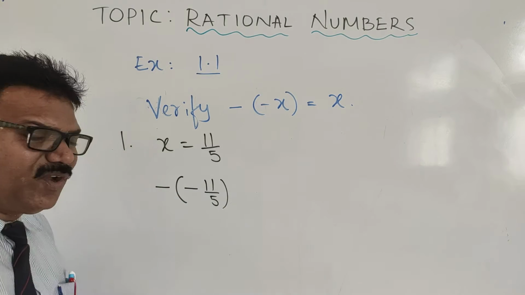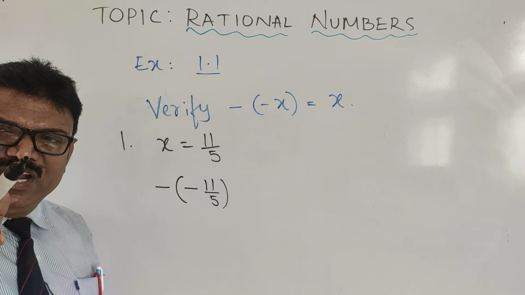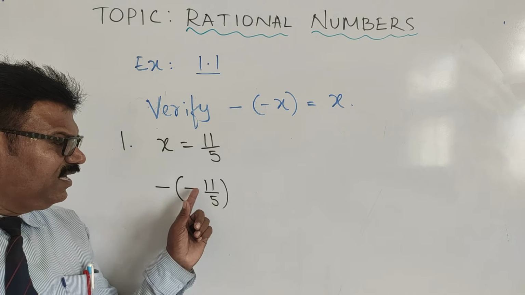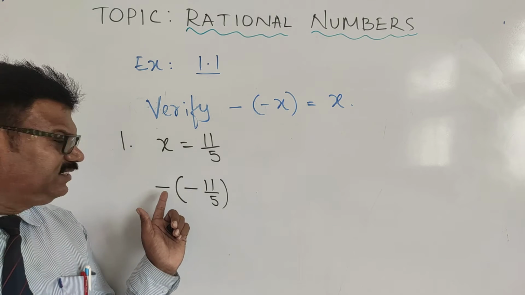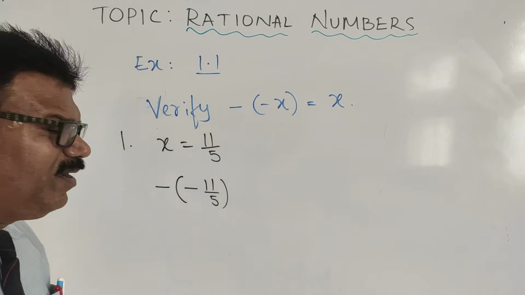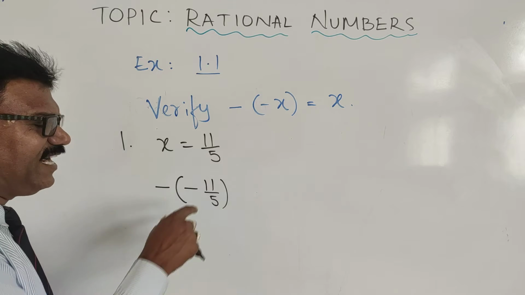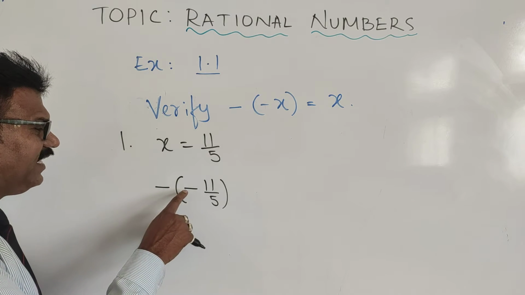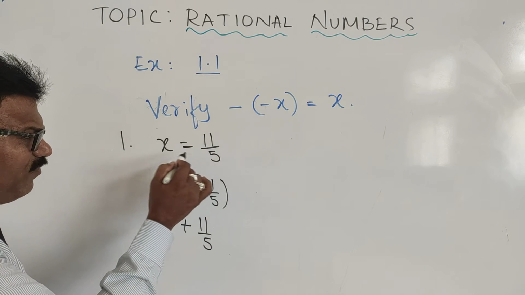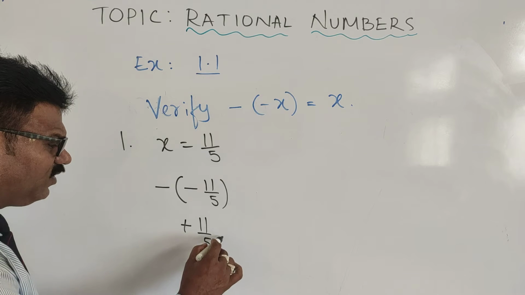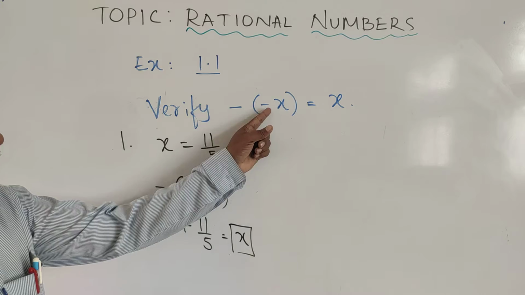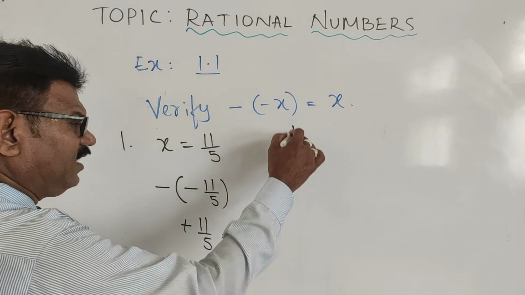Again, I told you before, a number should have only one sign, not two signs or three signs. Here, if you see, minus is also there, minus is also there. So one number should have only one sign, not more than one. Therefore, a bracket means multiplication. Therefore, minus into minus is plus 11 by 5. 11 by 5 is x. Therefore, minus of minus x equal to plus x. Clear?